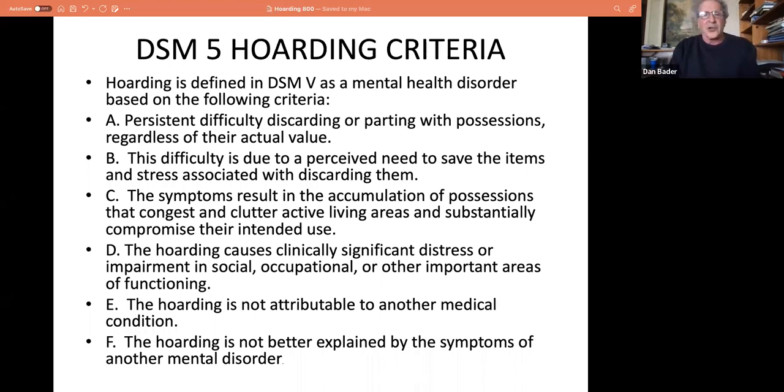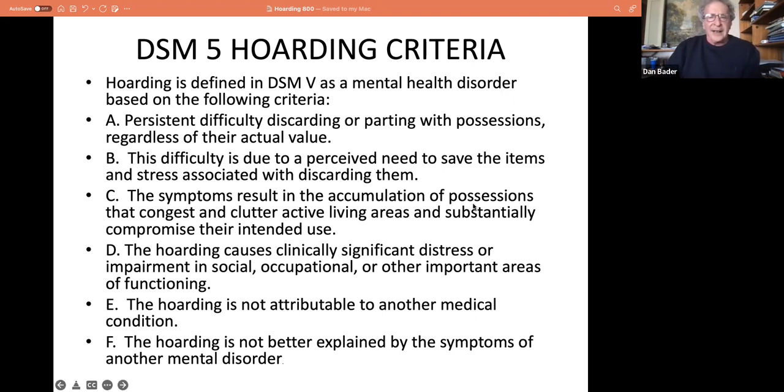I think maybe the first one was put out in 1952, and then they had a second version in 67. Those earlier versions were kind of from a psychodynamic point of view. But this is DSM-5, which is from 2013. So I'm just going to go over this and point out a couple of things.